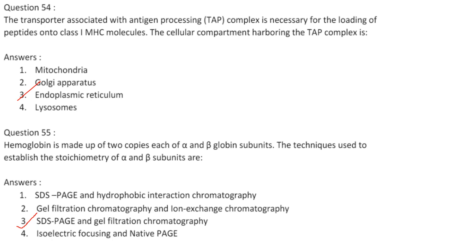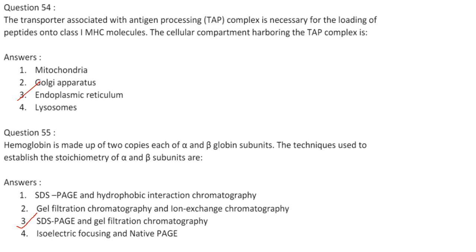So, the cellular compartment harboring the TAP complex is the endoplasmic reticulum. Answer is option 3. Then next one. Hemoglobin is made of two copies each of alpha and beta globin subunits. The technique used to establish the stoichiometry of the alpha and beta subunits is?